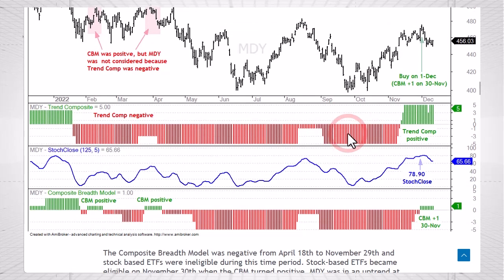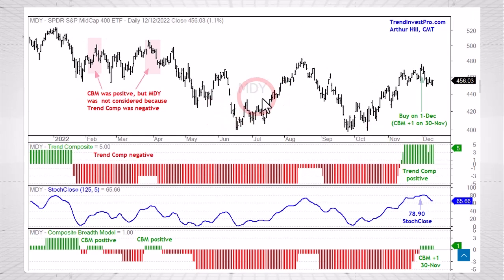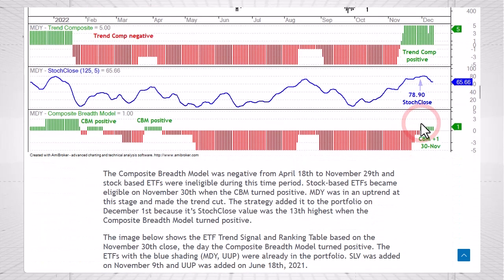It uses the trend composite to identify a trend. It uses Stoke close to rank the ETF as far as trend strength. And so it looks for uptrends and it buys the ETF with the highest Stoke close value. And this is an example with MDY because it was added to the hypothetical portfolio on December 1st when the composite breadth model turned bullish.